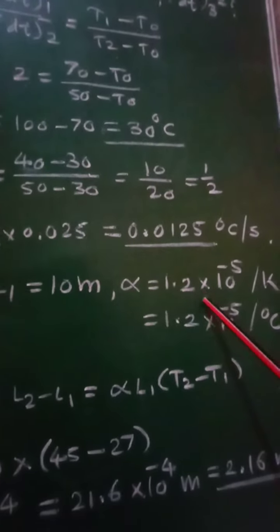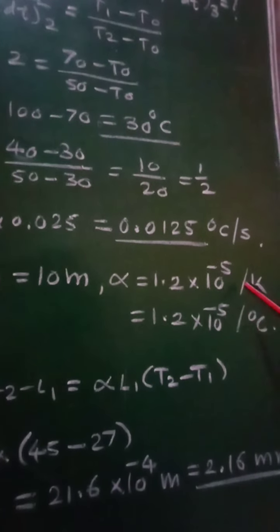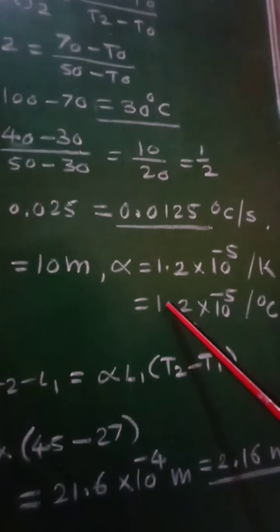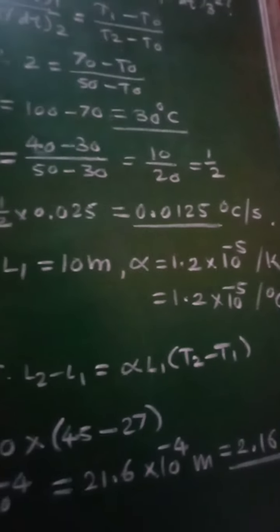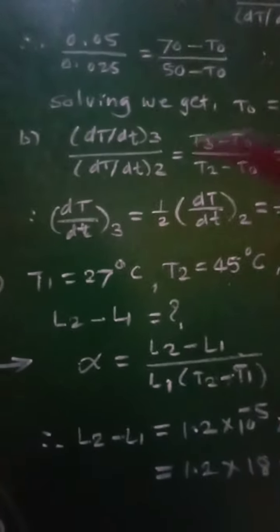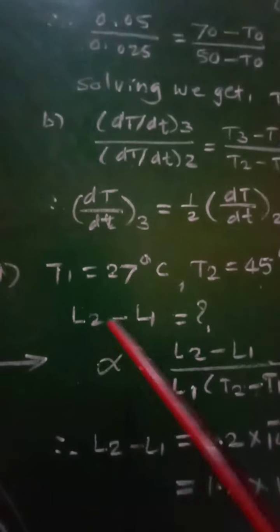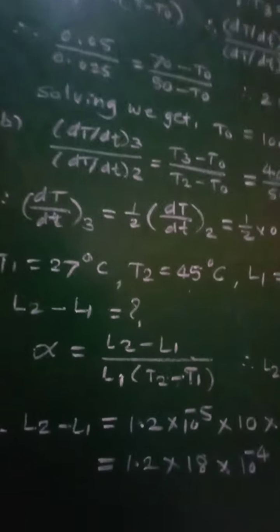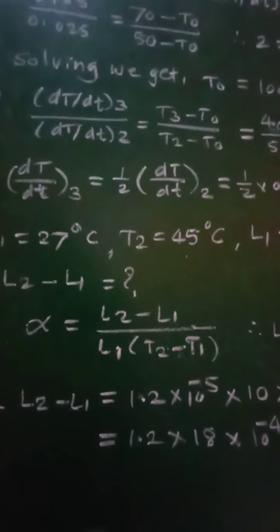Coefficient of linear expansion alpha is equal to 1.2 into 10 raised to minus 5 per Kelvin, or in terms of per degree Celsius, again it will be the same, that is 1.2 into 10 raised to minus 5. And then we will have to find out the change in length, that is L2 minus L1, equal to question mark.